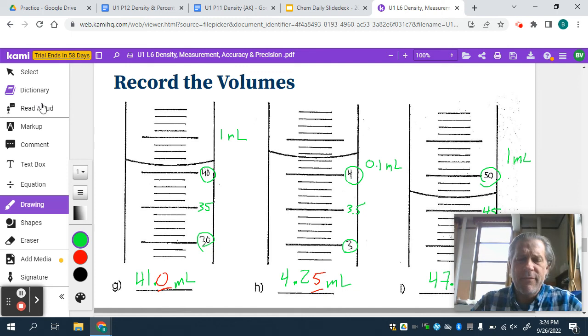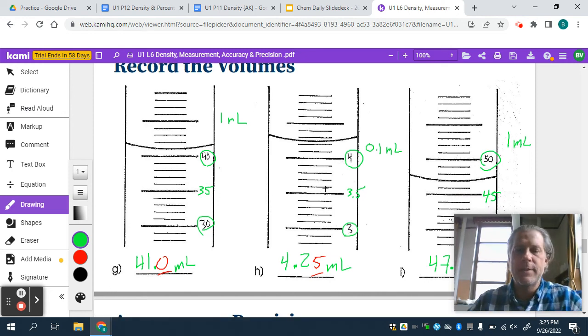All right, so I got 41.0 for the one on the left. I got 4.25 milliliters for the one in the middle, and I got 47.0 for the one on the right. The graduated cylinder on the left goes by 1 milliliter. The graduated cylinder in the middle goes by 0.1 milliliters, and the graduated cylinder on the right goes by 1 milliliter. So this is going to be the way that we talk about measuring in this class. We're always going to measure what we know for certain and then one extra digit.